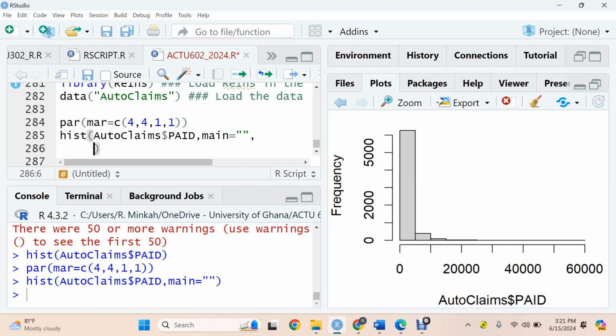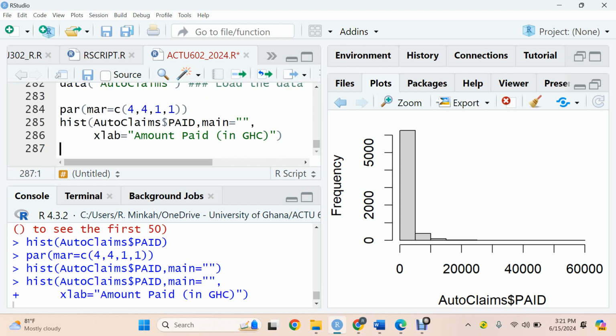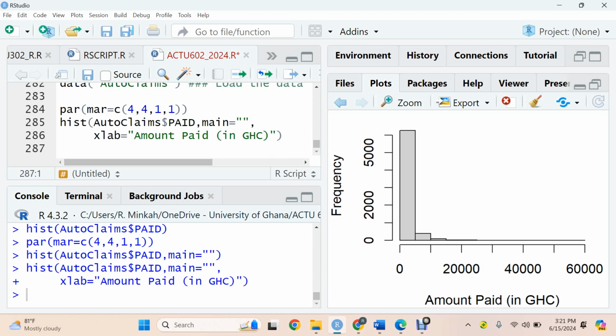Also, for the x-axis label, I cannot be having auto claims dollar sign paid. That's not a good label. So you need to change it to what? Paid. Or if you are doing a presentation, just make it amount paid. You can even bring in what is being paid, either in thousands or in dollars or in Ghana cedis, so maybe GHC. But that should be in quotation marks. We have it like this, so it becomes easier to present, right?